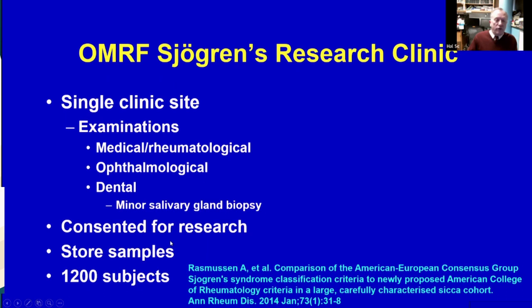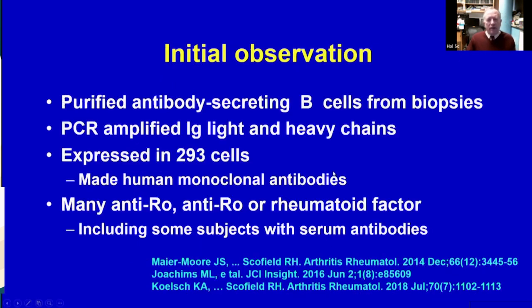Everyone's consented for research. We store samples. We've evaluated about 1,200 subjects, perhaps 40 of whom meet the research classification criteria in our clinic. So we have a large number of patients in this clinic. And we made this initial observation some time ago now. We purified antibody secreting cells, B cells, from the biopsies, PCR amplified their immunoglobulin light chain and heavy chains, expressed those in 293 cells, and therefore we made human monoclonal antibodies.